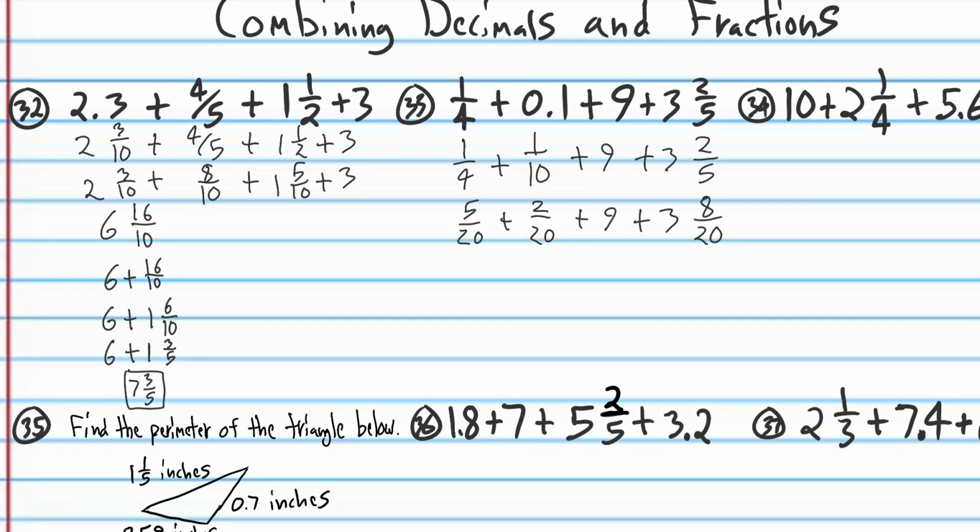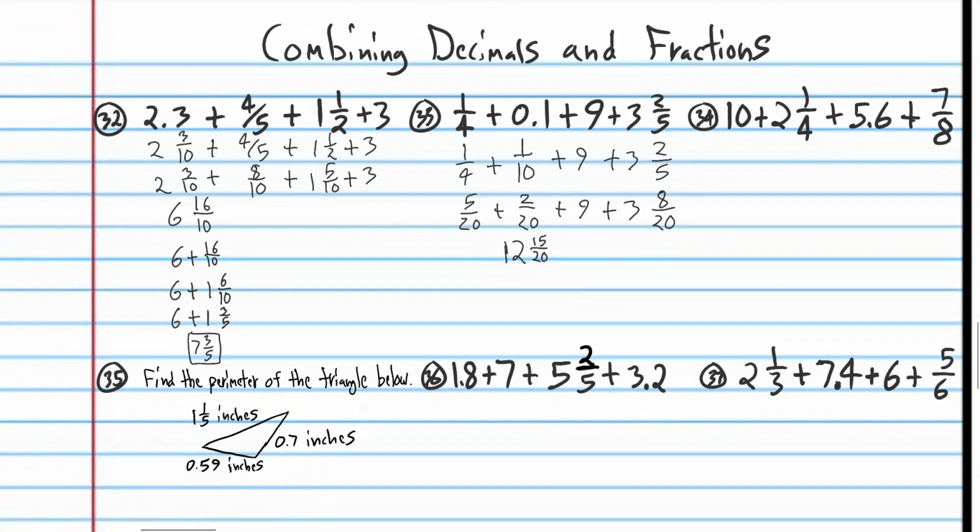So now we have common denominators. So now we just add the whole numbers first. So 3 plus 9 is 12. So we write our 12 there. And we add the fractions. So 5 20ths plus 2 20ths is 7 20ths. And then 7 20ths plus 8 20ths is 15 20ths.